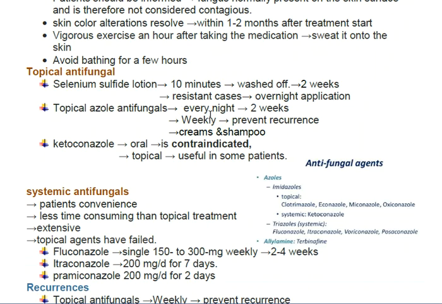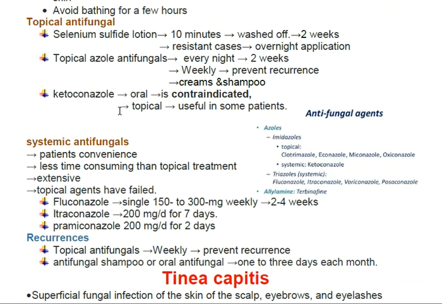Topical azoles every night for 2 weeks, then weekly to prevent recurrence, in the form of creams or shampoos. Systemic antifungals are used if the area is extensive, if topical treatment failed, or to convince the patient, as it is less time-consuming than topical treatment.